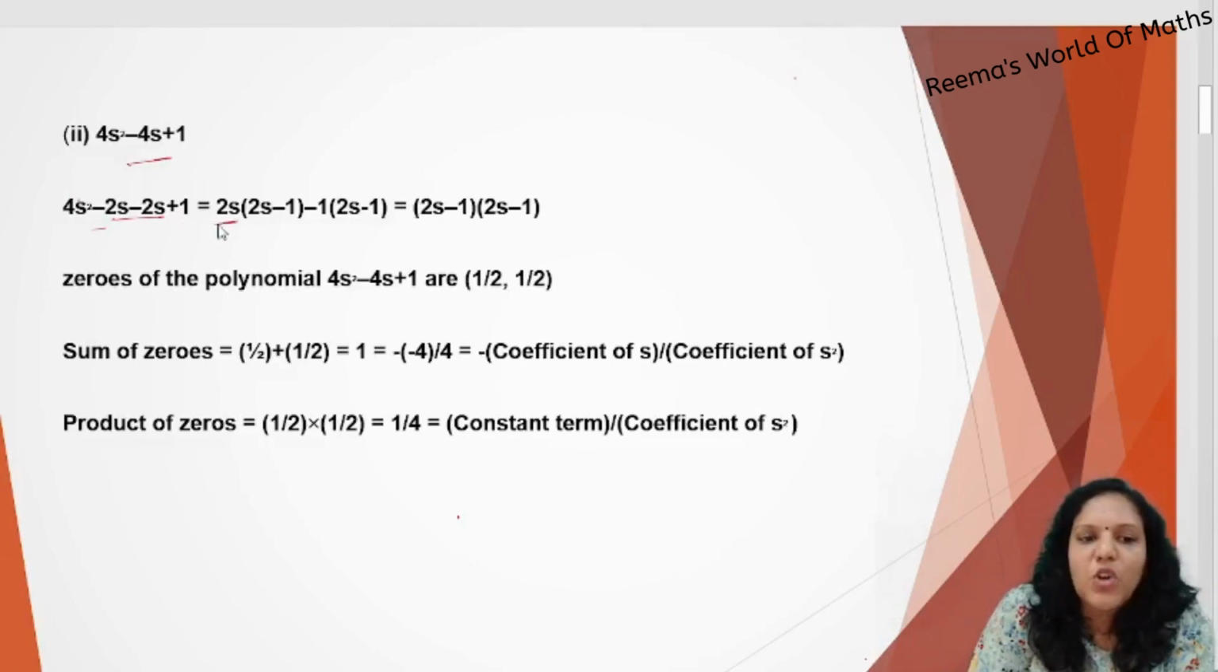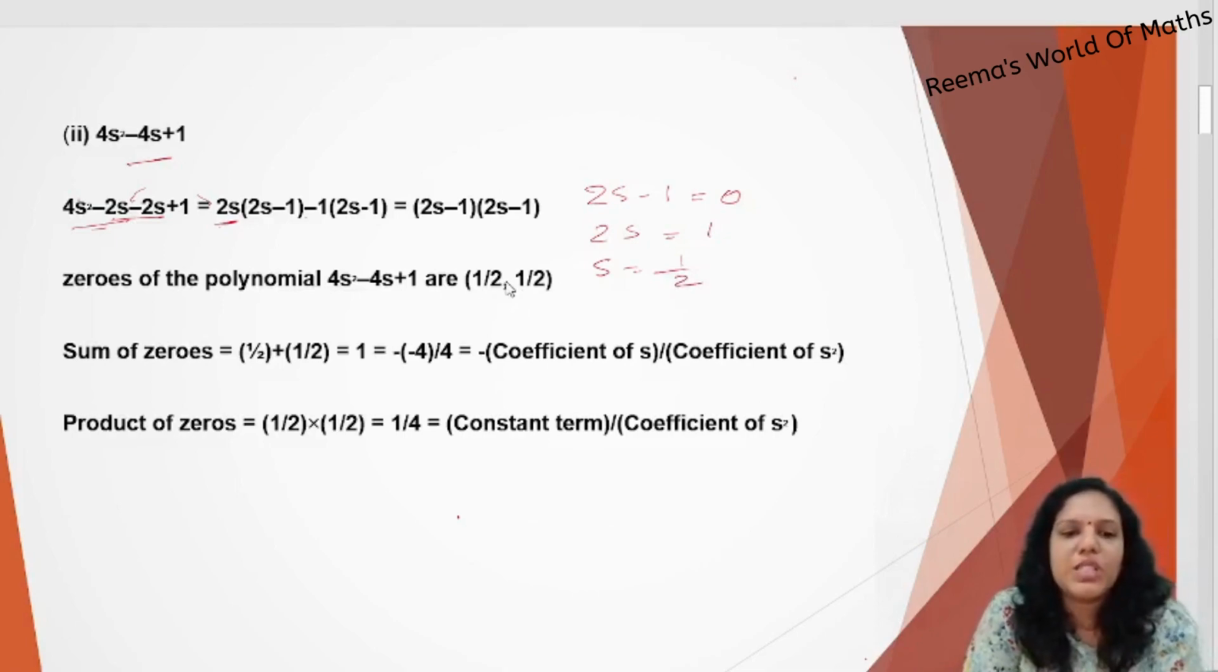So taking 2s as common here: if we see 4s squared minus 2s, we can take 2s as common. So 2s into 2s minus 1, minus, and in the second part, minus 2s plus 1, we have only 1 common. So minus 1 into 2s minus 1, which will give you 2s minus 1 multiplied by 2s minus 1. So the zeros of this polynomial 4s squared minus 4s plus 1 are 1 by 2 and 1 by 2. How? If 2s minus 1 equals 0, then 2s equals 1, s equals 1 by 2. So we have 1 by 2 and 1 by 2 as the two zeros of this polynomial.